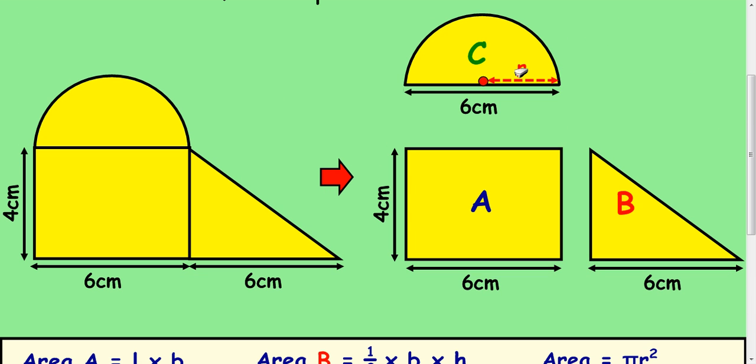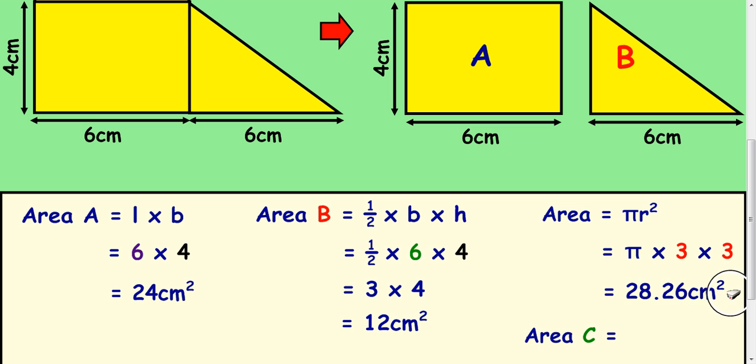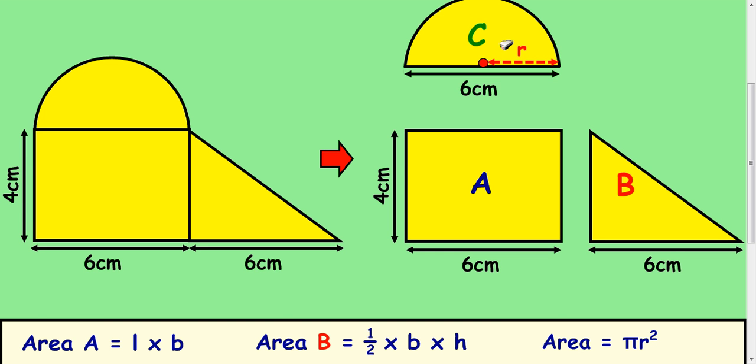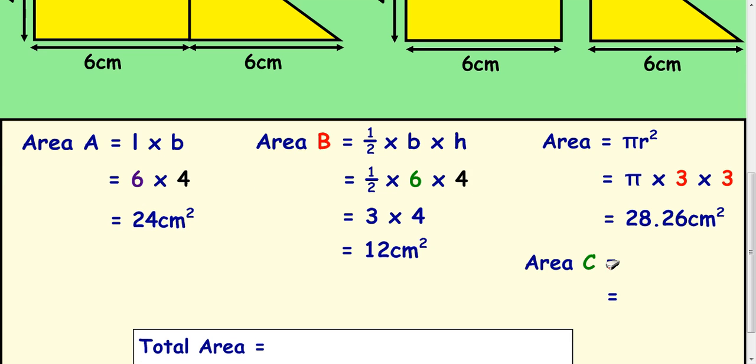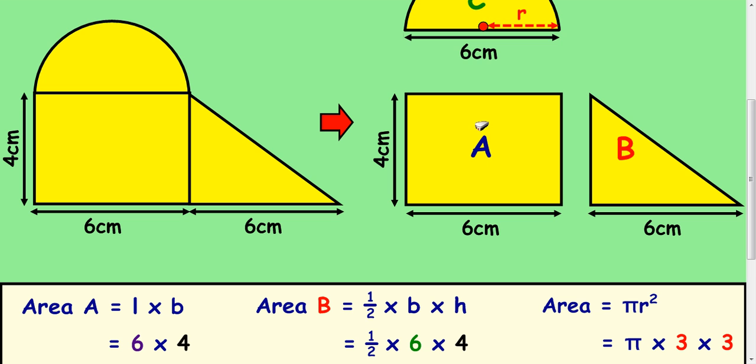And finally, work out the area of the full circle and then half your answer. The radius is 3 in this case. So 3.14 or pi times 3 times 3, and that works out to be 28.26 if you type that in, and then make sure you half it for a semicircle. So half of that is 14.13. So that's the three individual parts, A, B and C.